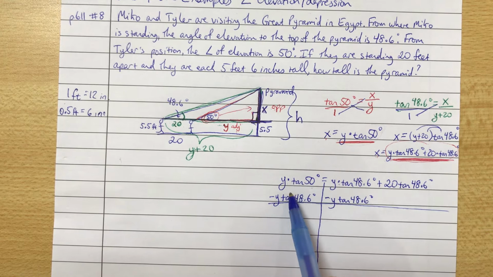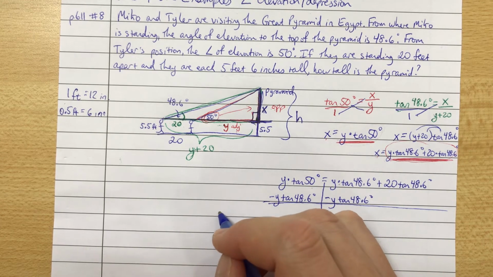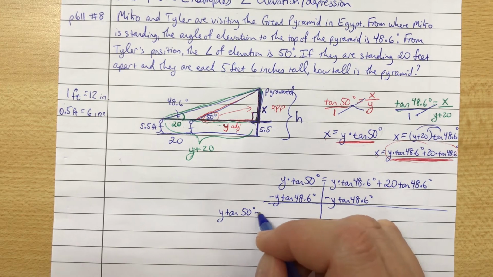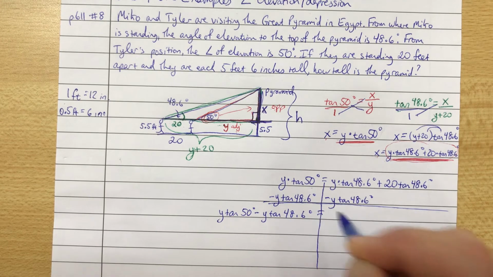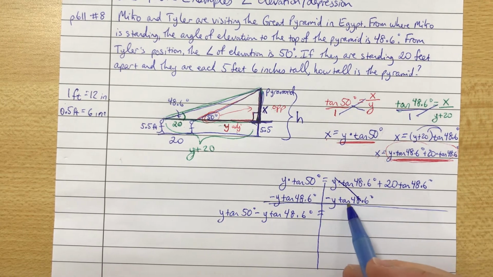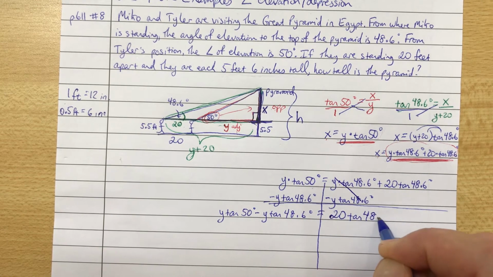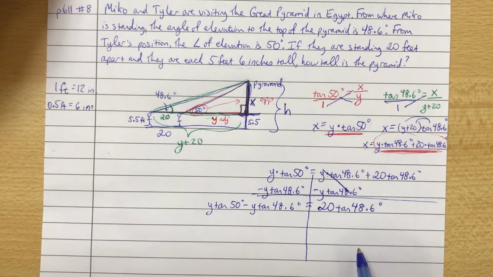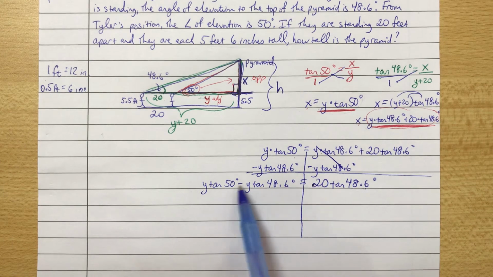Now, we can't combine those because we don't have the same tangent angle measure. So I'm just going to write it as y tan 50 degrees minus y tan 48.6 degrees equals, that's 0. So it's just positive 20 times the tangent of 48.6 degrees. Notice that I always write down my degree measure.